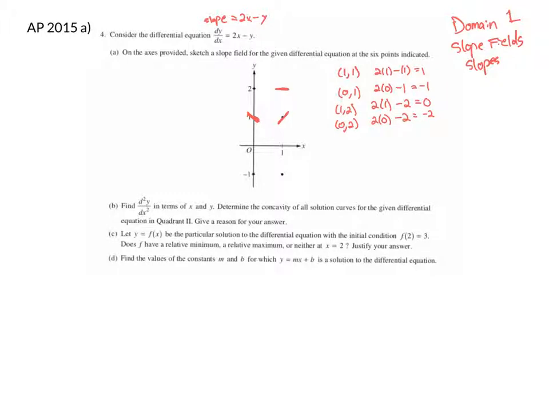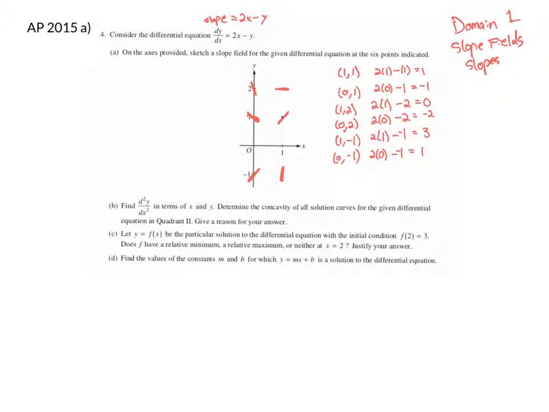So I'm going to make a slightly steeper slope right there. And then for the other points, 1, negative 1. So 2 times 1 minus negative 1, that would be 3. So a pretty steep slope there. And then at 0, negative 1, 2 times 0 minus negative 1 equals 1. So we'll make a slope of 1 at that point. And there we go. There's our slope field.